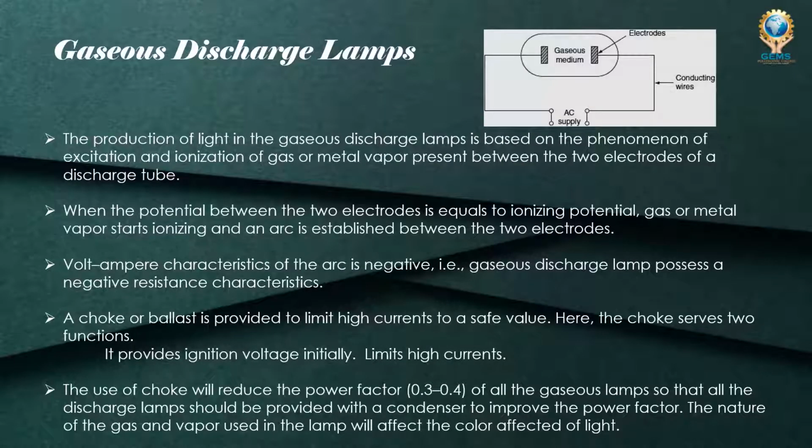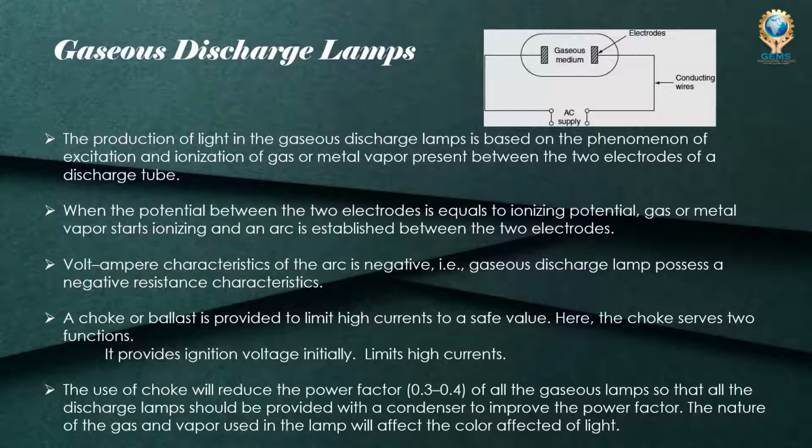So in this slide we have the diagram. It shows the simple diagram of a gaseous discharge lamp. The gaseous medium will be there, two electrodes will be there, and then we will give the supply. So the current will pass through that gas, so it will give the illuminance. So this is the basic principle explanation.